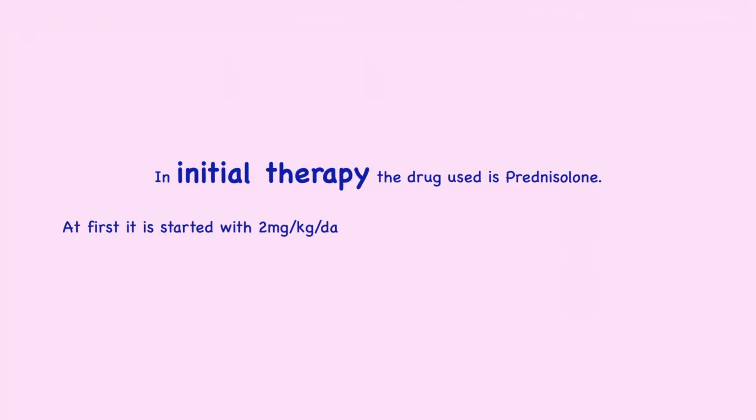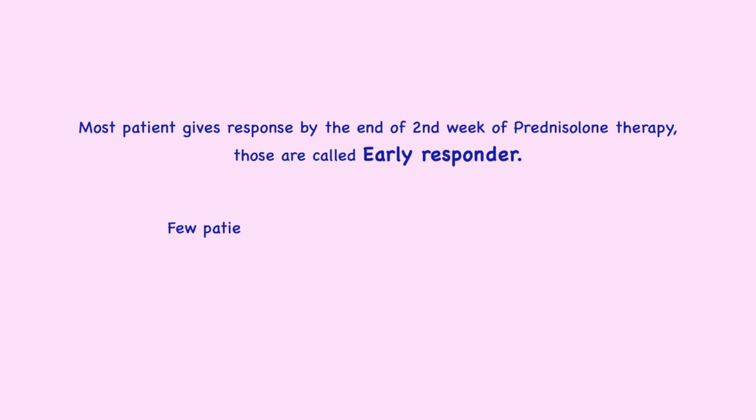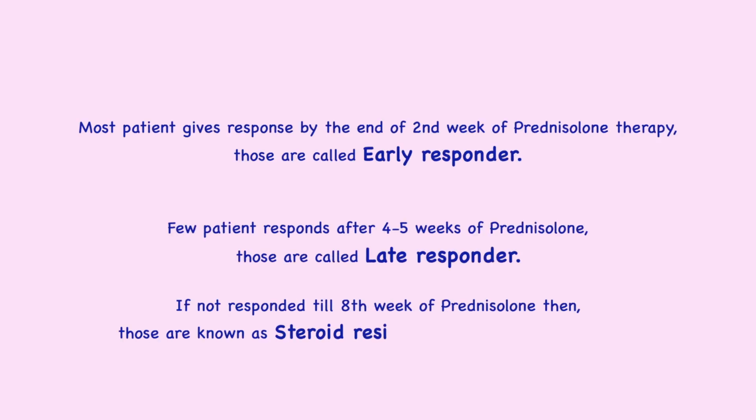In initial therapy, the drug used is prednisolone. At first, it is started with 2 mg per kilogram per day, divided into twice or thrice doses for 6 days. Then 1.5 mg per kilogram on alternate day at single morning dose for 6 days. Most patients give response by the end of second week of prednisolone therapy.